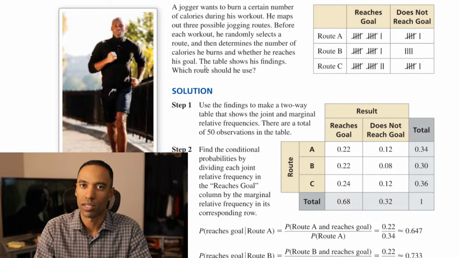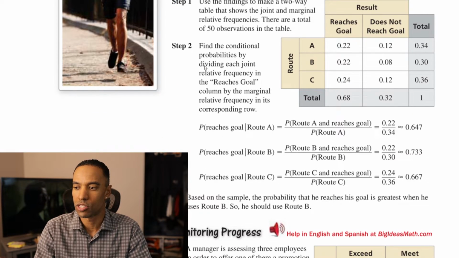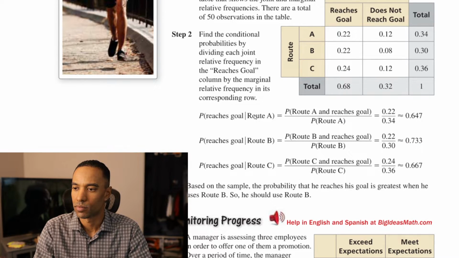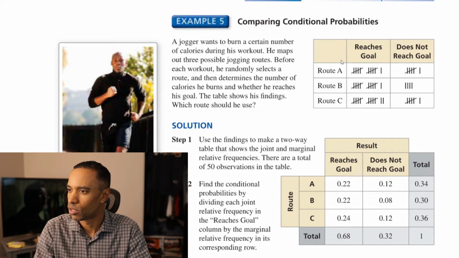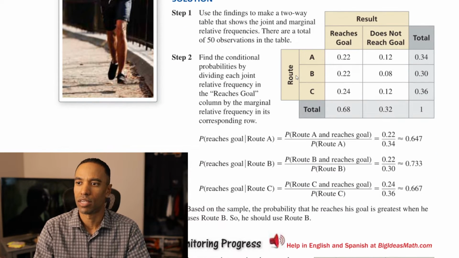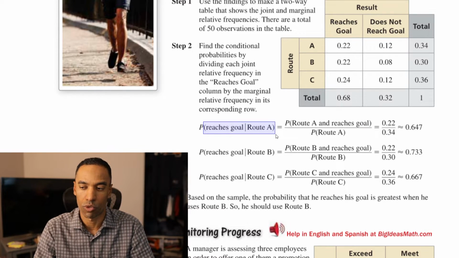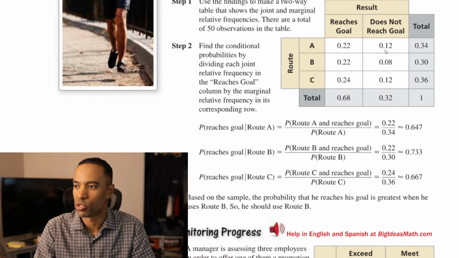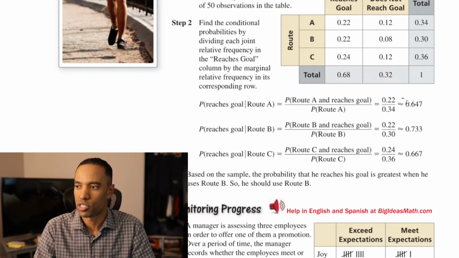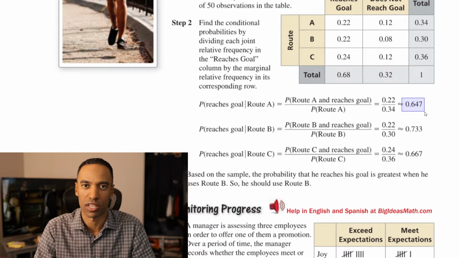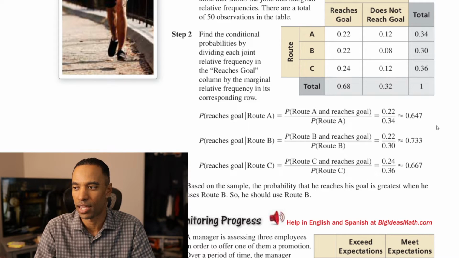The route that you'd want to use is the one that gets you the best probability of reaching your goal. So what they're doing is looking at which route gives you the best chance of reaching your goal. The probability you reach your goal, provided that you ran route A, is 0.22 out of 0.34. You have a 64.7% chance of reaching your goal if you run route A, a 73.3% chance if you run route B, and 66.7% if you run route C.